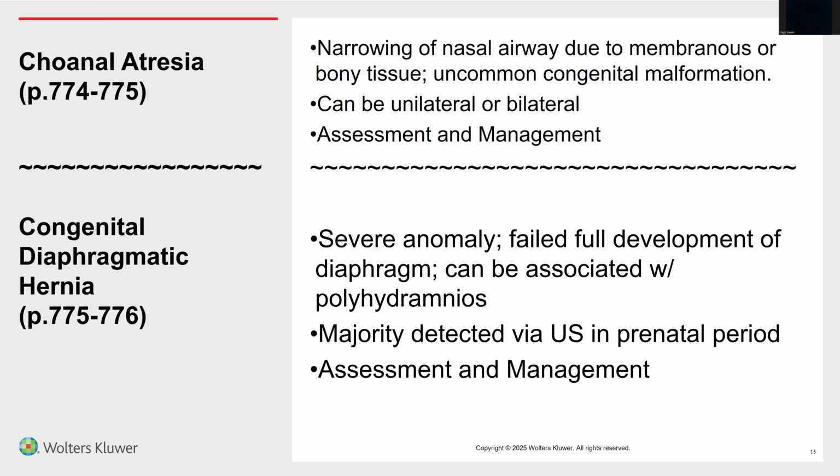Choanal atresia typically presents with other anomalies involving the heart or the central nervous system. Females tend to be more affected than males. If we have bilateral choanal atresia, during attempted inspiration, the tongue's going to be pulled to the palate, and the oral airway becomes obstructed just as bad as the nasal airway.